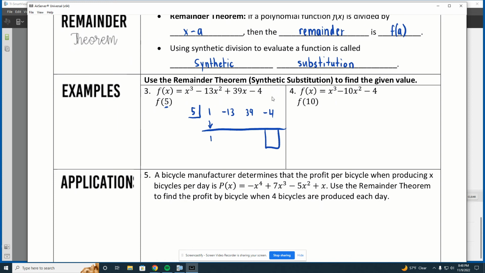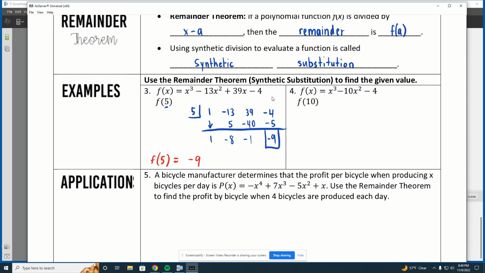So here we go. Bring down the 1, and here we go. 5 times 1, 5. 5 minus 13, negative 8. 5 times negative 8, negative 40. 39 minus 40, negative 1. 5 times negative 1, negative 5. Negative 4 minus 5 is negative 9. There is my solution. How would I write it? Here's how. F of 5 equals negative 9.